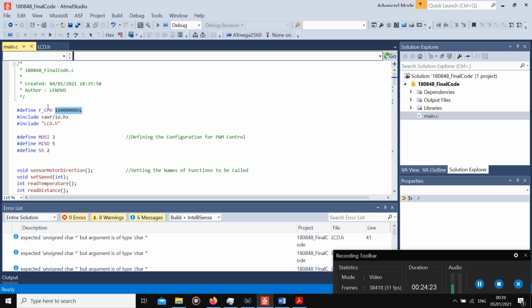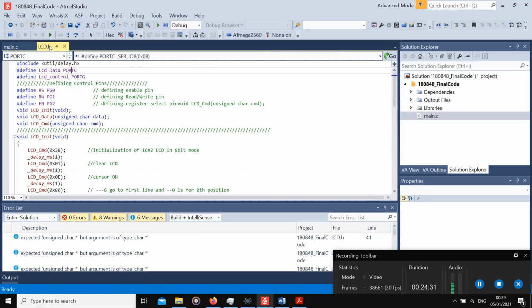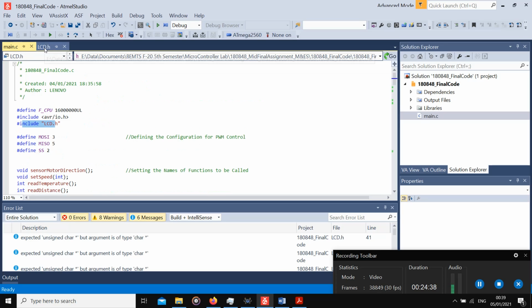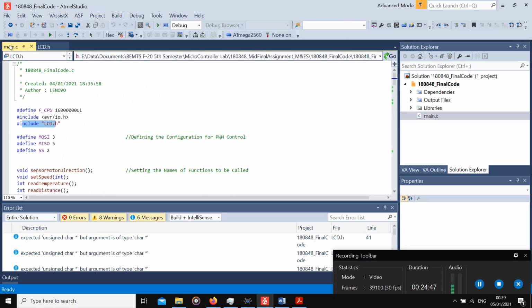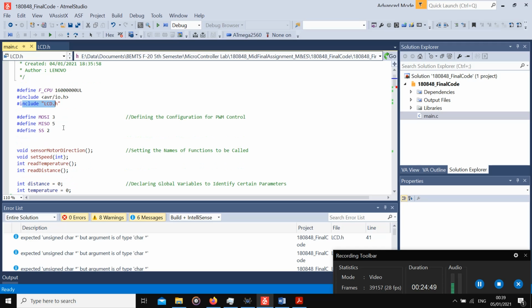Then you have the general libraries that have been included, the input output library, and then you have the lcd.h, which is our own library that has been added. Well, it is not written by us, it has been given to us by our instructor. But this is a library file that has been created by us, and it is not given by Atmel Studio.